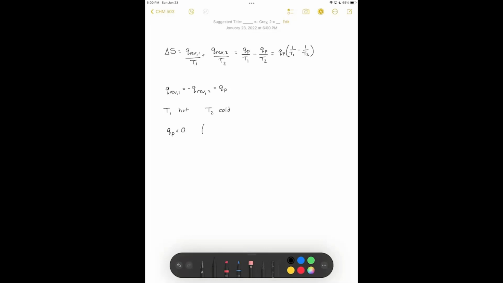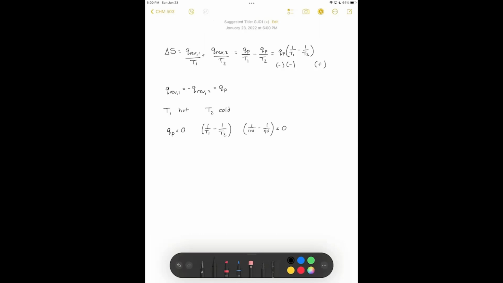We can look at this term, 1 over T1 minus 1 over T2. If T1 is hotter, this 1 over T1 is a smaller number than 1 over T2, since T2 is colder. So for example, we could have 1 over 100 minus 1 over 90, and this number is also less than 0. So in the case that heat is flowing from hot to cold, our change in entropy is a negative number times a negative number, or a positive number.